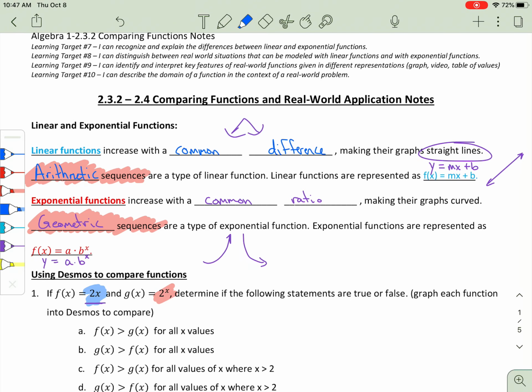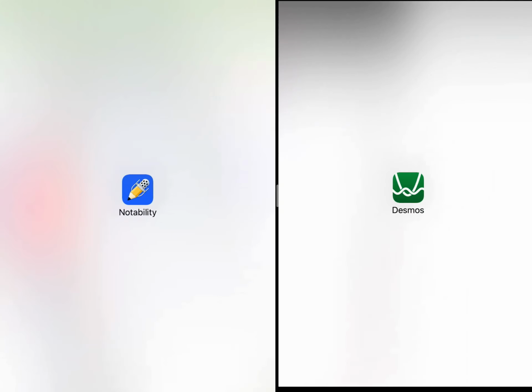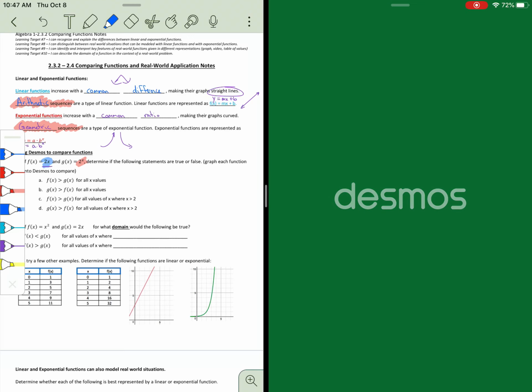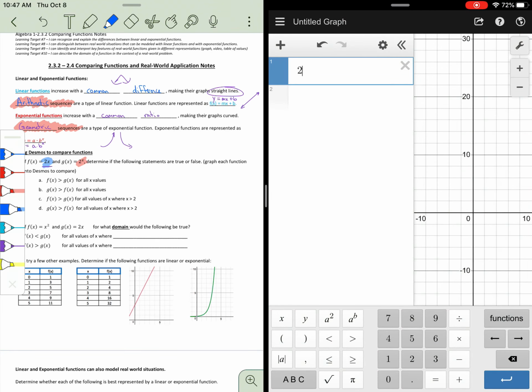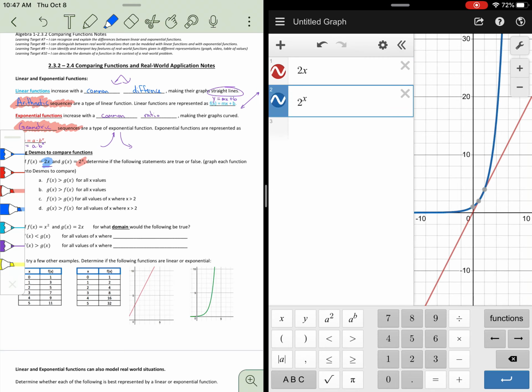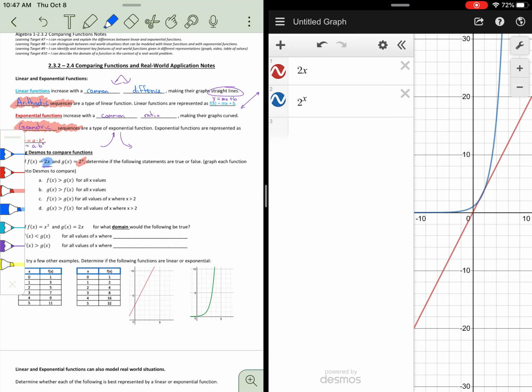So let's just take a look first. I'm going to pull up Desmos here and see what they look like: 2x and 2 to the x. I actually need to erase this. I'm going to flip them around here. So this red is 2x, and blue is 2 to the x. As you can see, the blue line, which is the exponential, gets way bigger as you continue right, but as you go left, it kind of flattens out, whereas the red line is pretty constant the whole way.